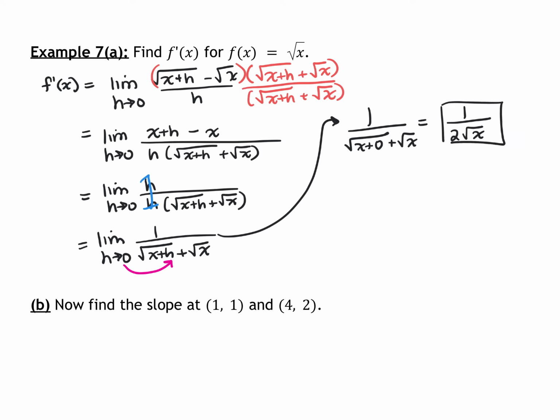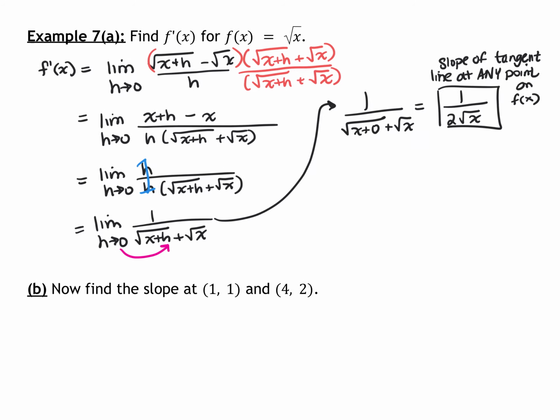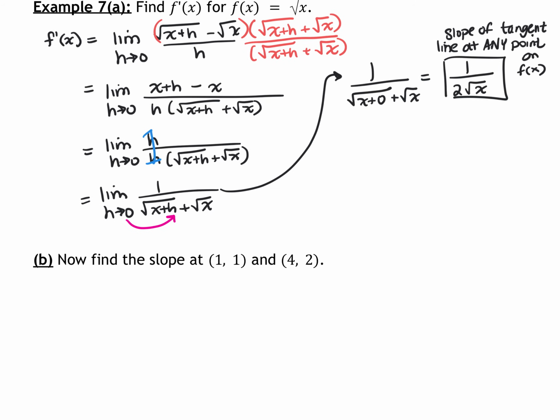So this, remember, is the slope of the tangent line at any point on f of x. We're given a couple of very specific points. So I'm going to write that down here below. What we found is the slope at any point is given by 1 over 2 square root of x.